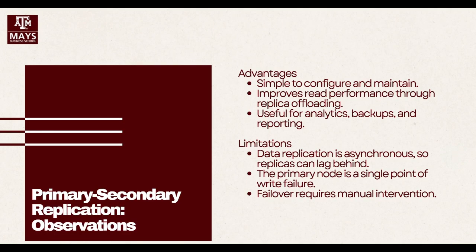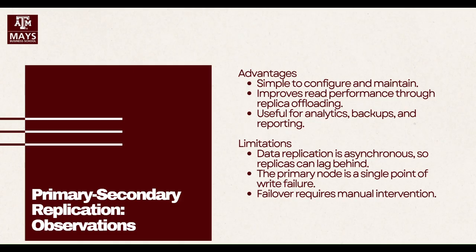So now, primary-secondary replication has some advantages and limitations. The advantages are that it is simple to configure and maintain. It improves read performance through replica offloading. It is useful for analytics, backups, and reporting. So we can redirect traffic going to primary to the secondary node, just to take some load off the primary. So we can do analytics, reporting, and backups on our secondary server, so that our primary server can work efficiently. Now, there are some limitations.